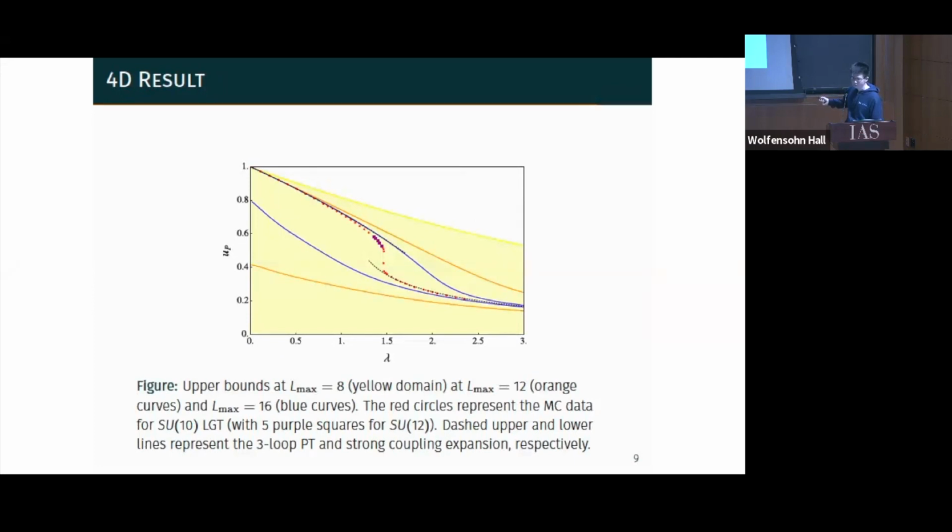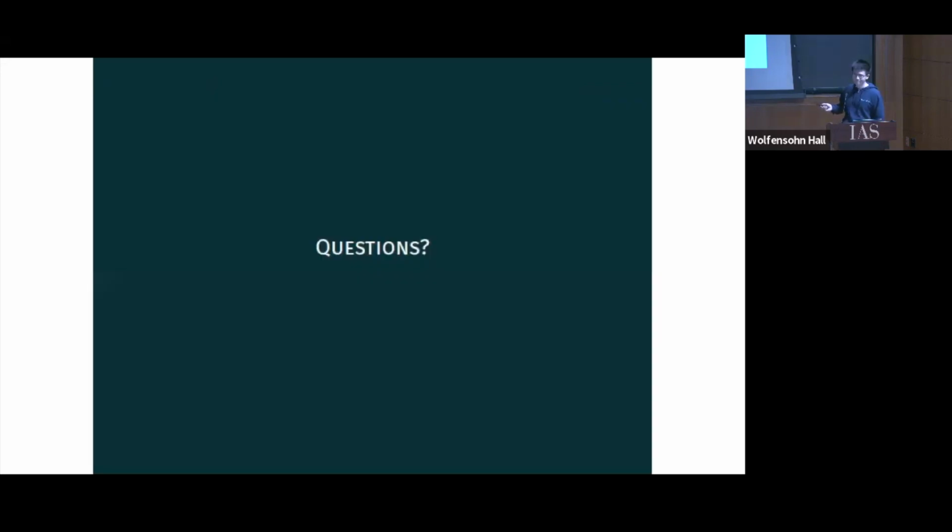When we increase the cutoff from 8 to 12 to 16, we get the yellow region, orange region, and the blue region. The purple and red points in the middle are the Monte Carlo results. We see that in the physically interesting weak coupling region, the bootstrap upper bound is very close to the Monte Carlo result. Okay, thanks.